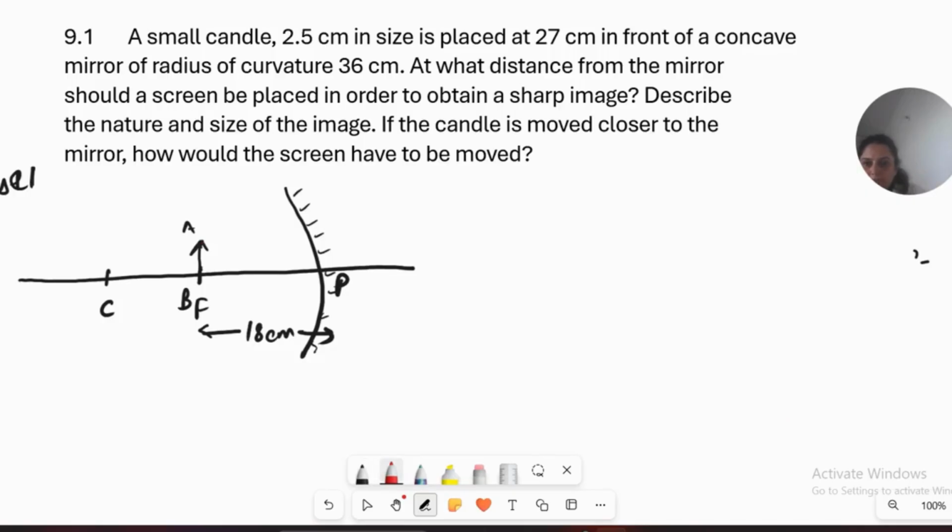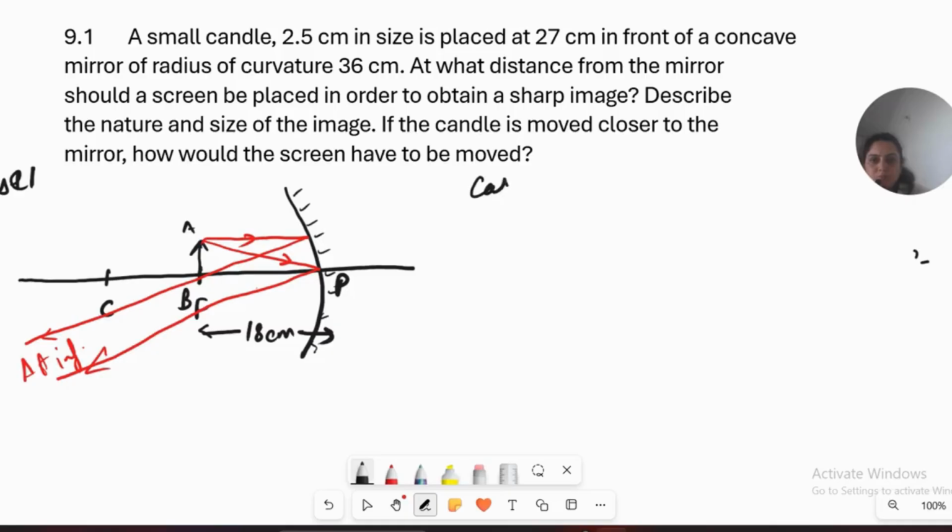Now we'll again make ray diagrams. The first ray is parallel to the principal axis. It will pass through F. The second ray at P will come normally like this, parallel to the other ray. So actually in this case the image will be formed at infinity, and we actually don't know the distance and the height of the image because it will be formed at infinity.